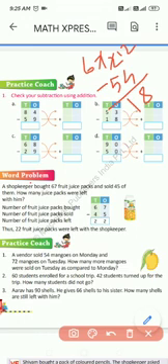We can say that 18 more mangoes were sold on Tuesday as compared to Monday. So we can write 18 more mangoes were sold on Tuesday as compared to Monday.